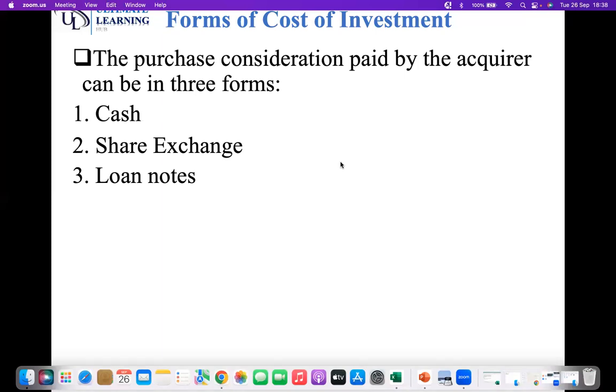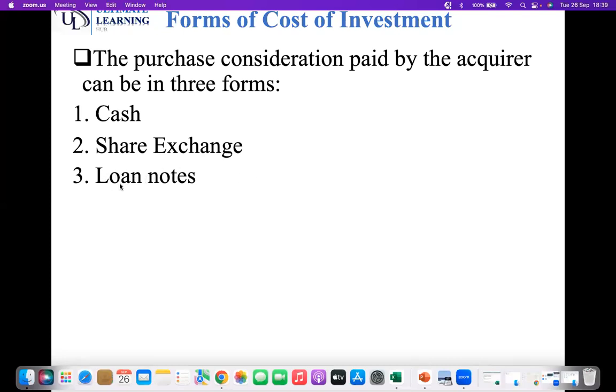In other words, when you are acquiring another business, you can pay cash. You can use share exchange, where you give shares in your company in exchange for the shares you are purchasing. You can also use loan notes, where you acquire a loan in another business. So there are 3 different forms of having the purchase. It can either be cash, share exchange, or loan notes. We'll be exploring each of these options.